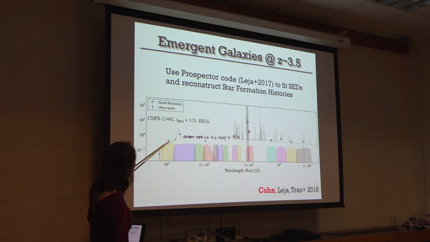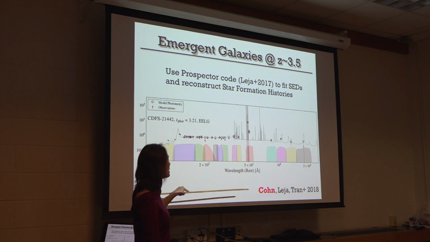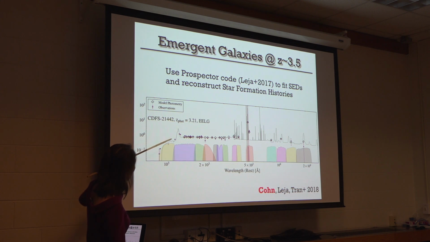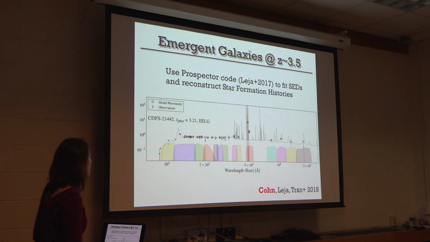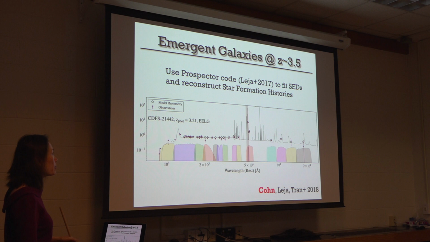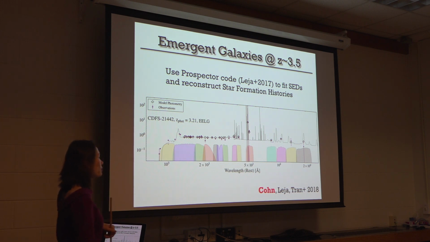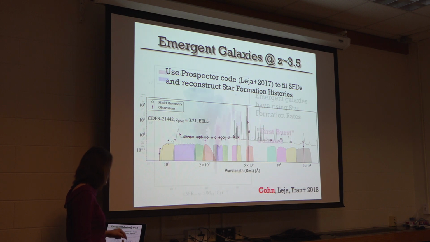And you can see that for this one object, and once again, without Joel's help and Charlie's models, we would not be able to do this. But you can see how well the fluxes, these are the fluxes that were actually measured, match the predictions from the SED fitting. And so we were then able to use this code, Prospector, to reconstruct the star formation histories of these very extreme galaxies.